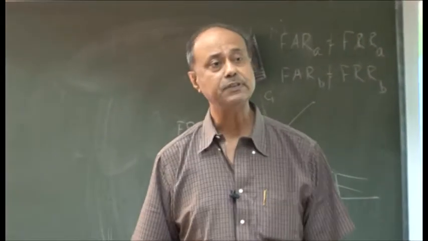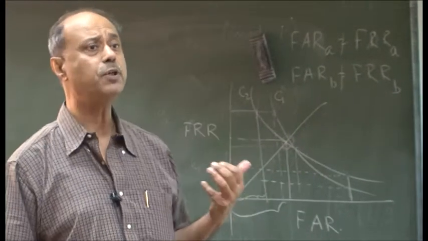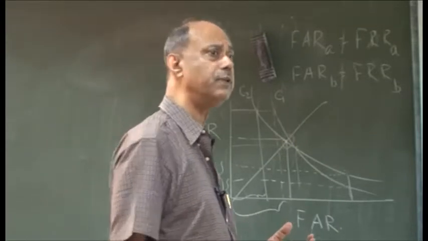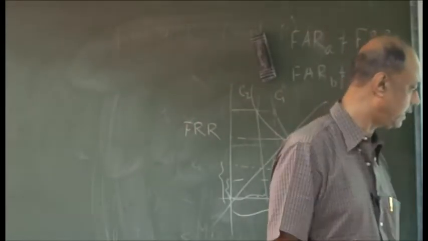Biometrics means 100% security, but how is it possible? FAR and FRR exist, they are not 0. If it is 0, then what you are telling is correct. So, this is not correct.